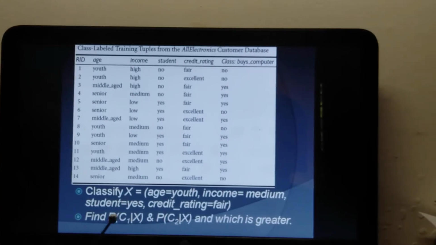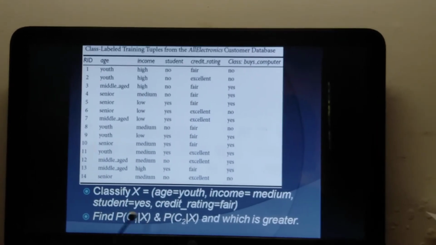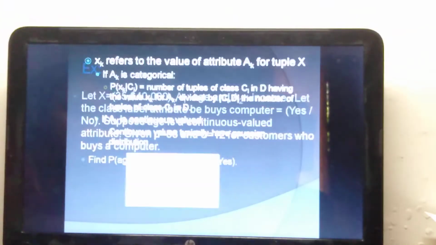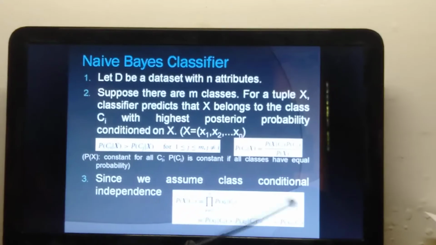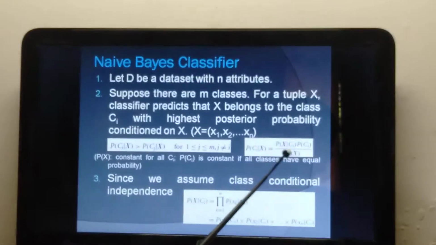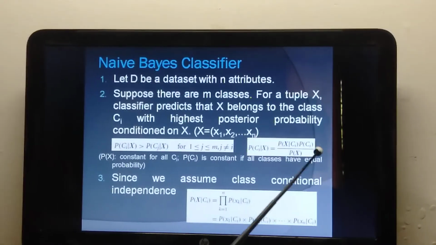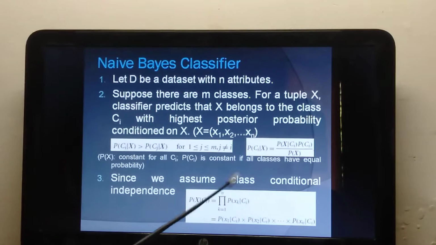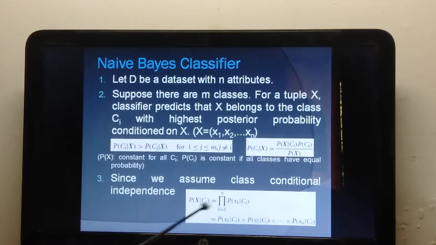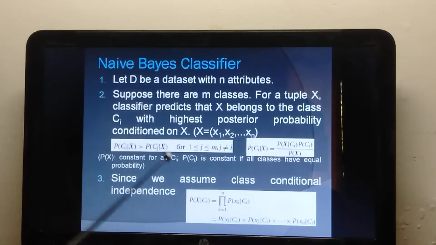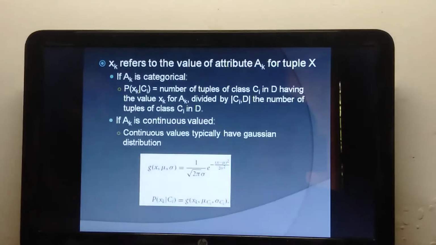First, we know already that to find this particular value, the formula is given as Bayes classification. We are supposed to find the probability of x given C1 into the probability of C1, divided by the probability of X. We have to find that for each attribute. For every attribute, we have to find the probability of X given Ci. And then whatever is greater, that is our answer. Okay, so we are going to do that now.